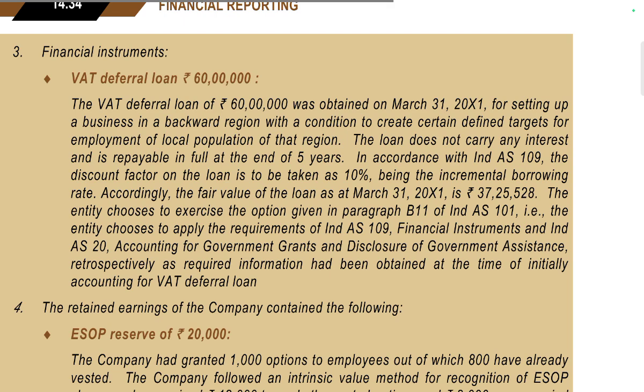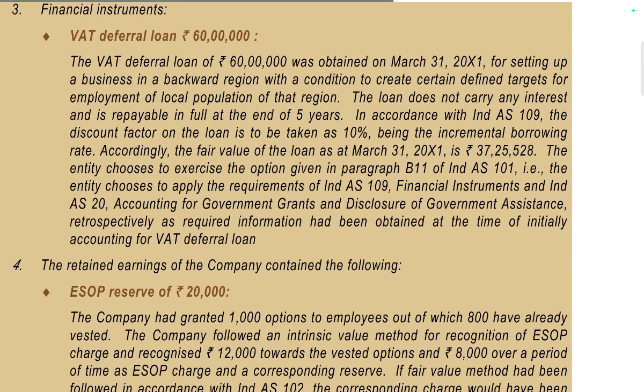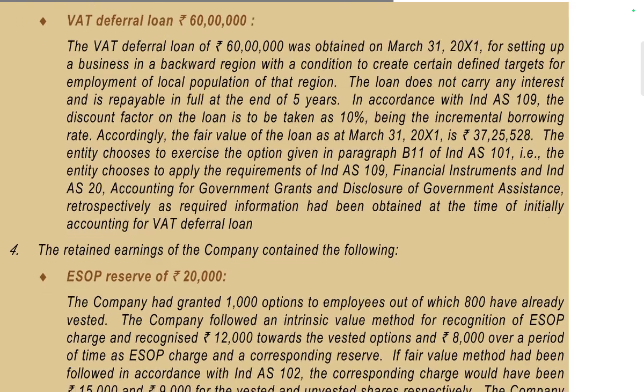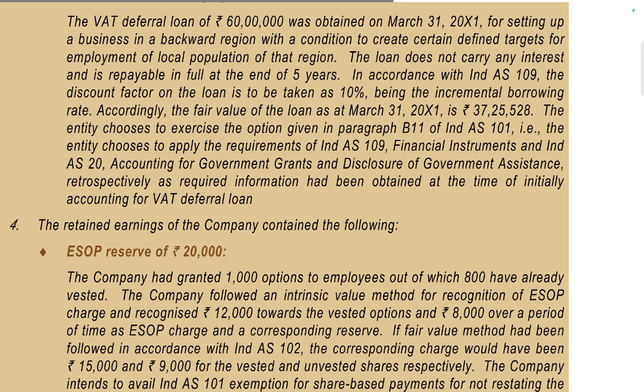Instruments. The VAT deferred loan of 60 lakhs is an obligation authority for setting up a business in a backward region, with the condition to create certain defined targets for employment of the local population in that region. The loan does not carry any interest and is repayable in full at the end of 5 years.